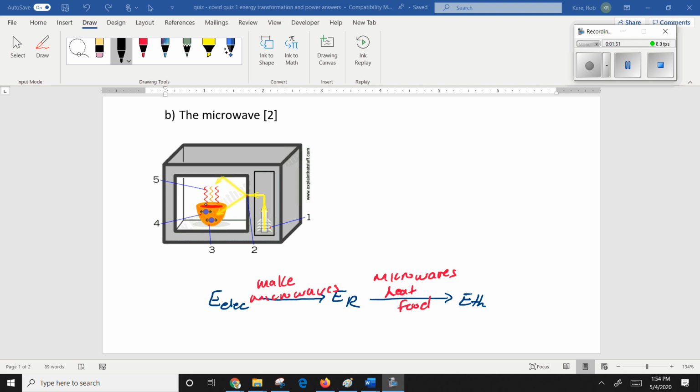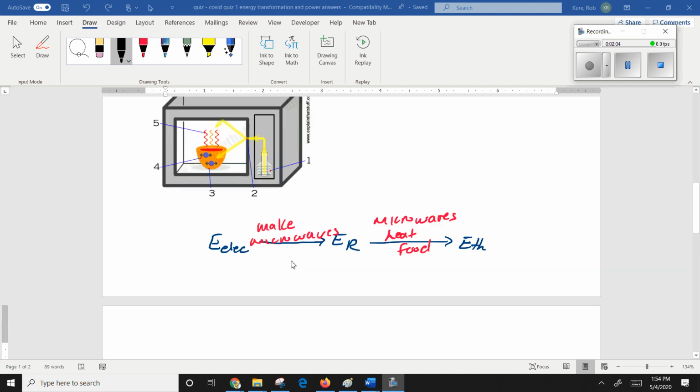You can ignore the rotational spinning motion of the food. Don't worry about that. And also don't worry about the sound or even the light that's inside. Focus on the heating of the food for this particular question. All right, let's go on to the calculation.